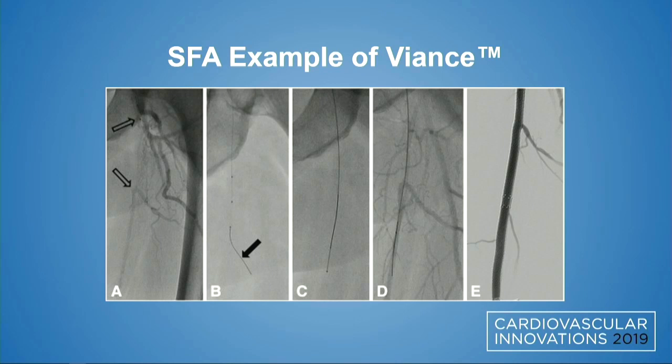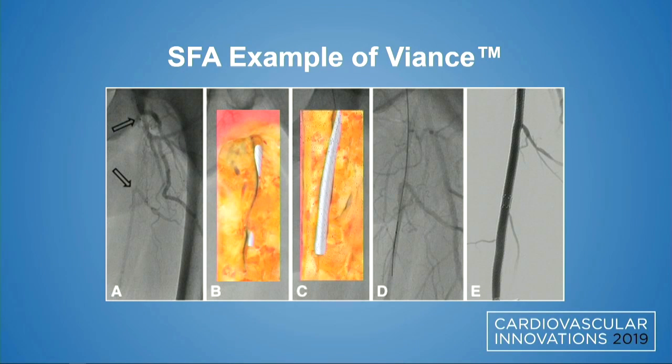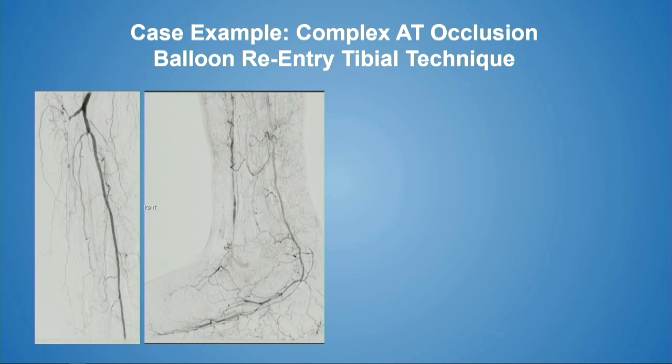The Viance catheter was shown earlier. This is just an example of the rotation of that device inside a total occlusion, which allows crossing and then ultimately recanalization. So let me show you a couple of techniques where CTO devices may be of some utility, Ramon. So here's an AT CTO, terrible distal runoff.